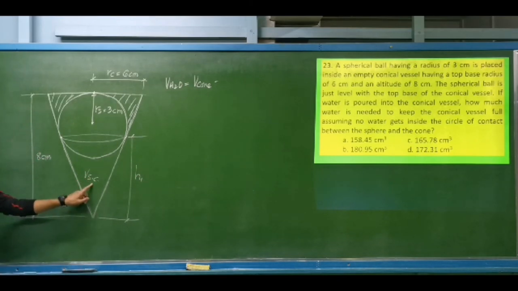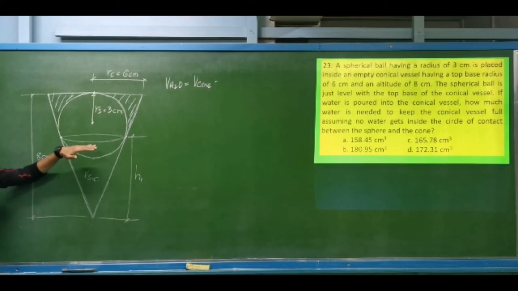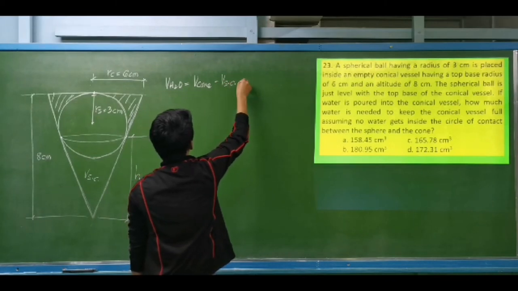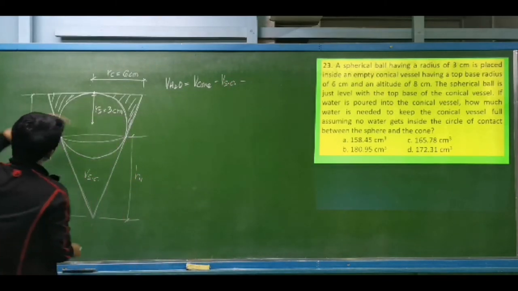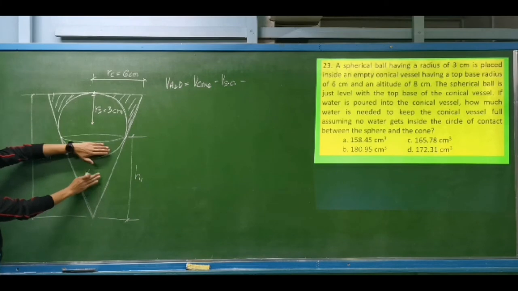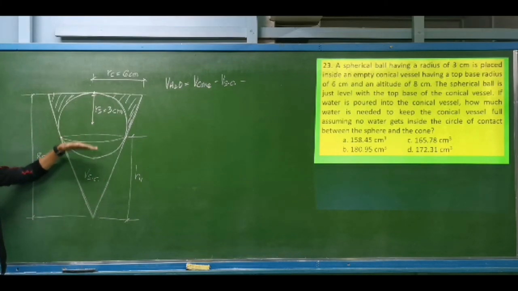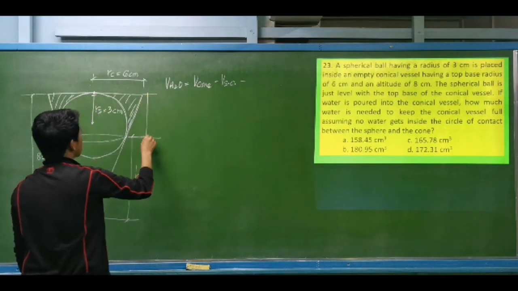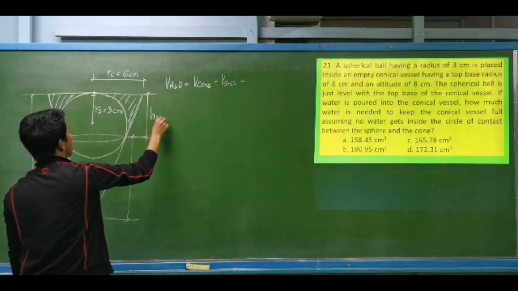Yung volume ng small cone na to, may portion na madadamay mula dun sa sphere. So minus the volume of the small cone. Minus yung volume ng cone, minus ito, yung small cone, tapos yung upper portion nitong sphere. Mula dito, kakailanganin natin yung height na to. Let's say this is height number 2.